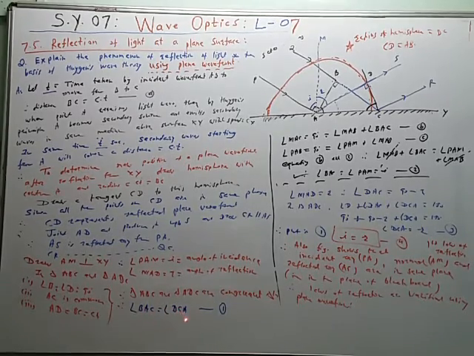Now we have to show that DCA is equal to R. And for that purpose we are going to consider this triangle ADC. So this angle is 90 degree. We know that the sum of the three angles of a triangle is always 180 degree. So 90 plus DAC plus DCA is equal to 180 degree. Now this DAC is equal to 90 minus R because this angle is R.